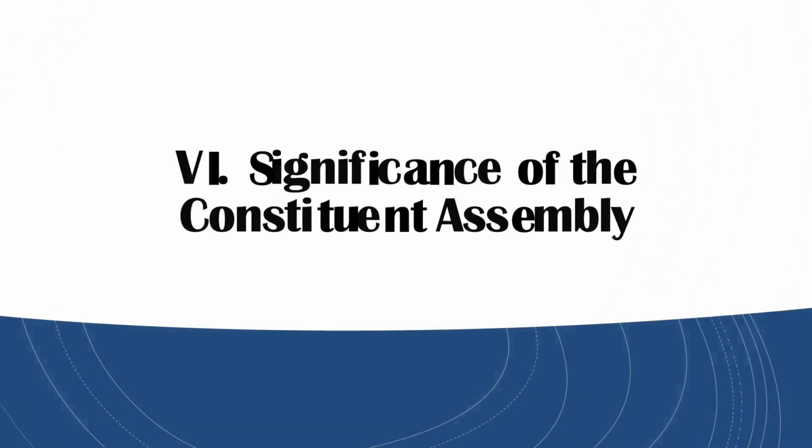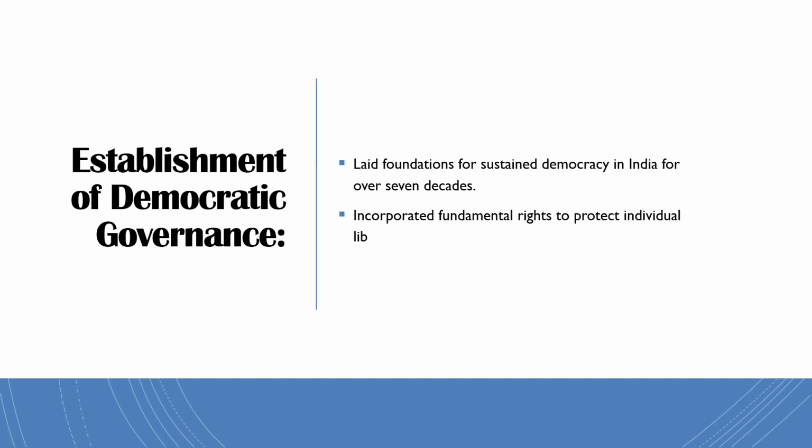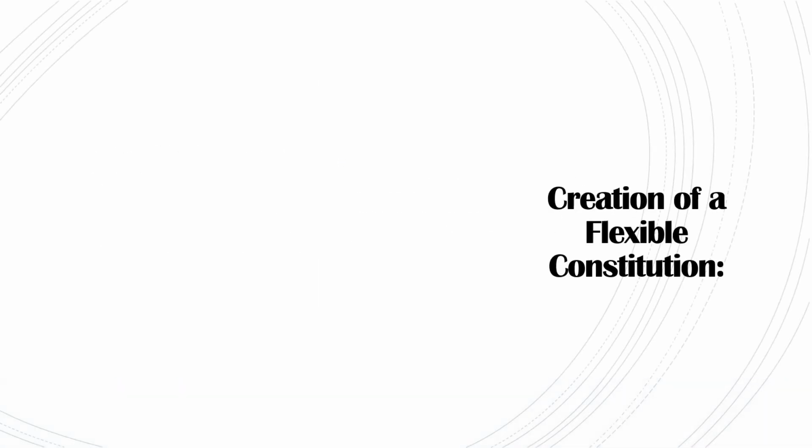Moving on to the significance of the Constituent Assembly. The Constituent Assembly's work has had a profound and lasting impact on Indian democracy. It established the foundations of a democratic governance system that has sustained the world's largest democracy for over 7 decades. By incorporating fundamental rights, the Assembly ensured that individual liberties and freedoms are protected, fostering a culture of democratic participation and accountability.